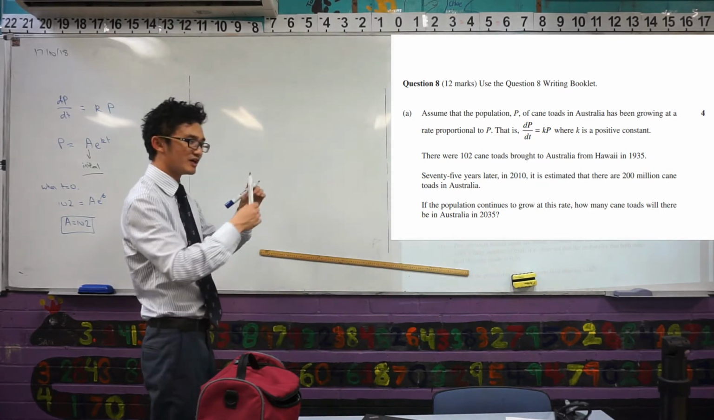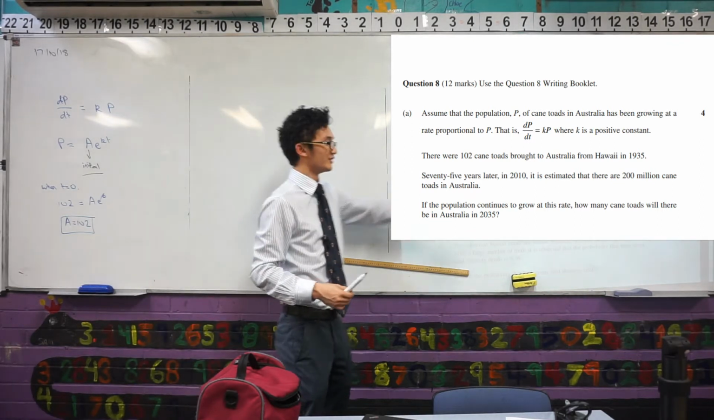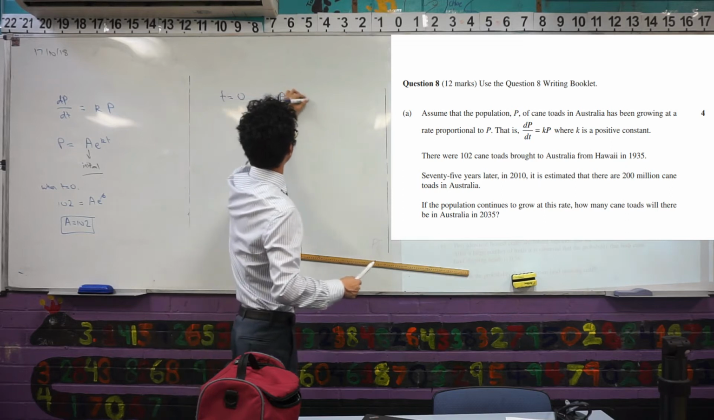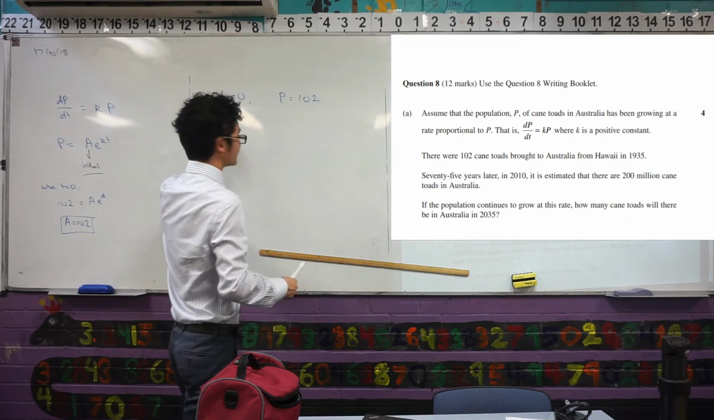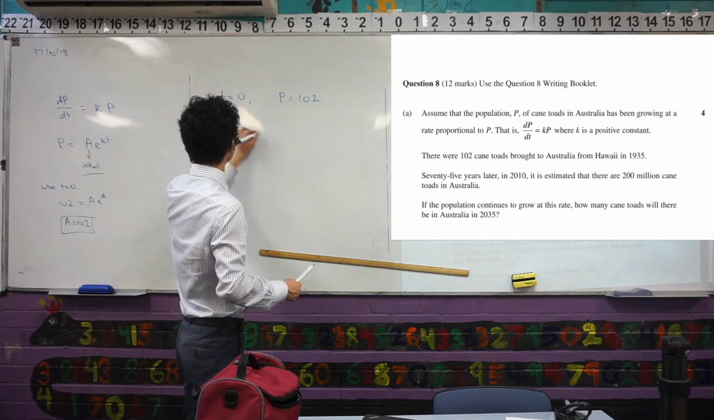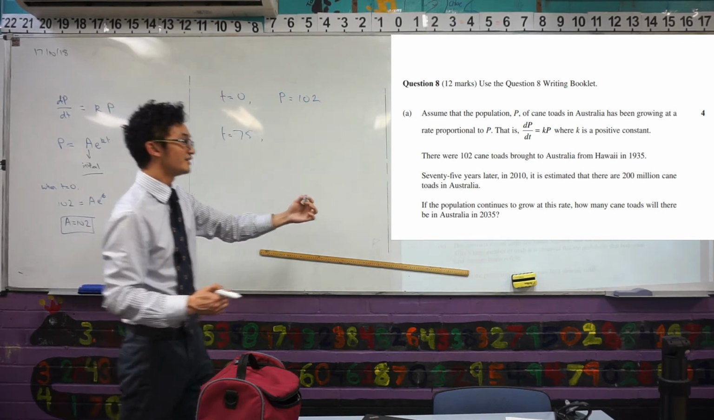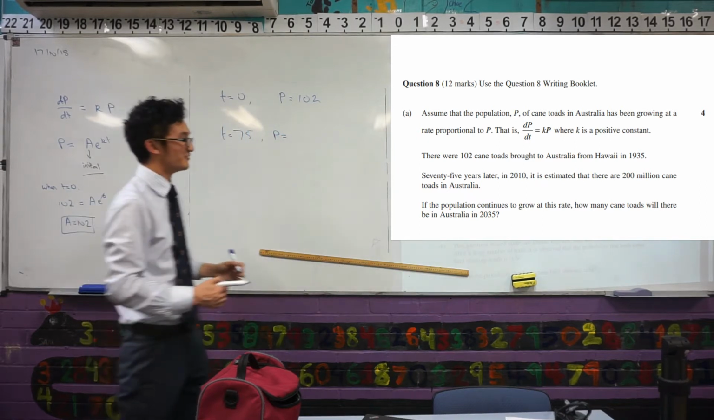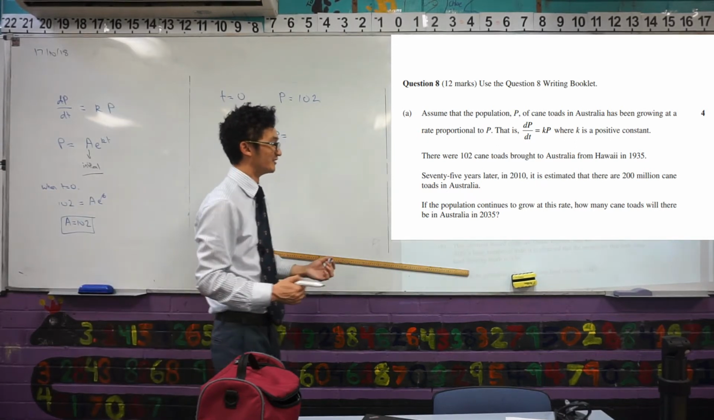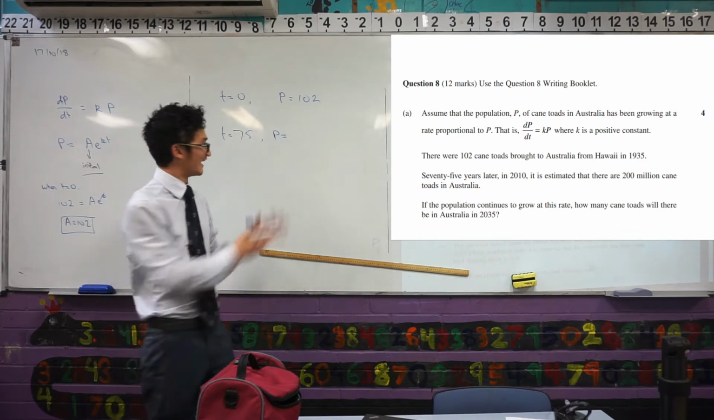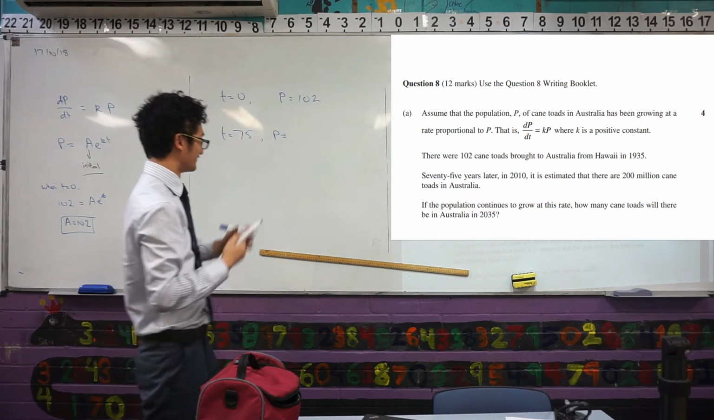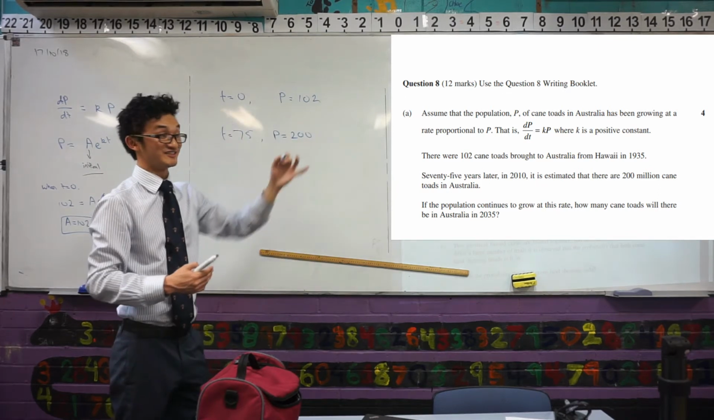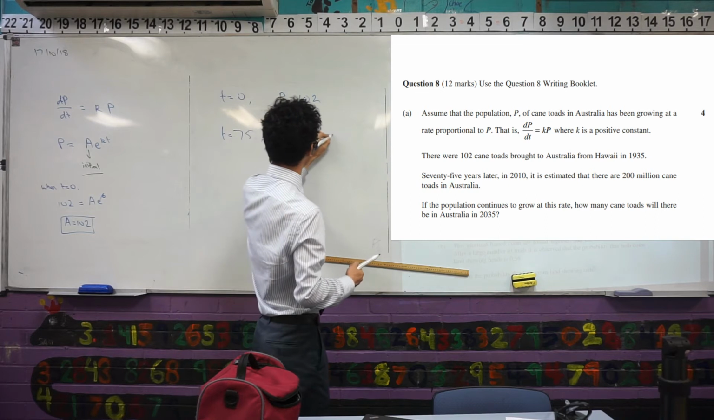So what I'm going to do now is try to think about what information is here. So I know that when t equals 0, the population amount, that's 102. Now, 75 years later, so when t equals 75, how many cane toads are there? Well, there's 200 million. Now, when I was reading through the markers' comments, one thing that apparently caught students off guard a lot was writing 200 million as a numerical digit, right? So if I'm looking at 200 million, that's the number 200, and millions have 6 zeros, so I'm going to write 6 zeros after that.